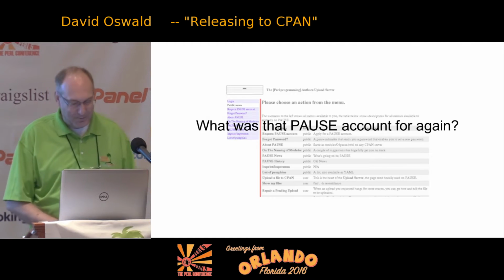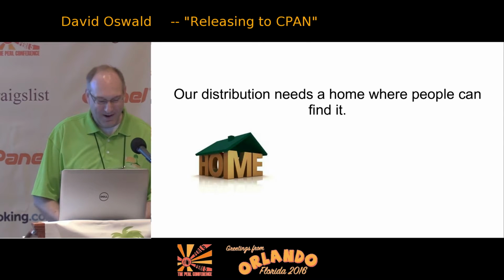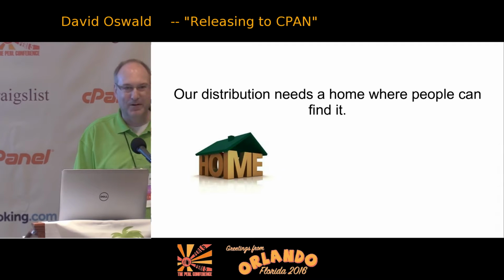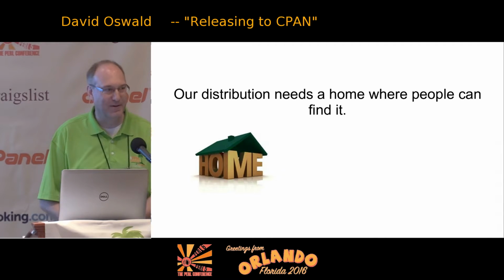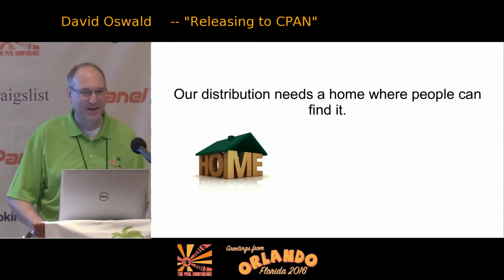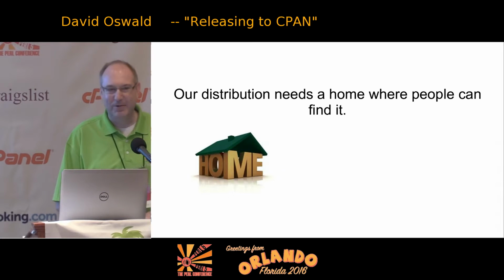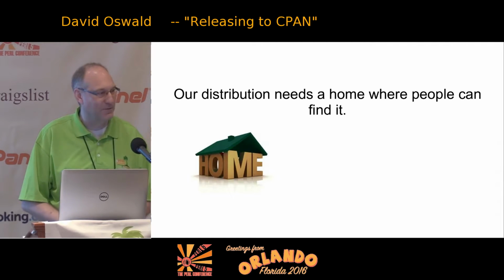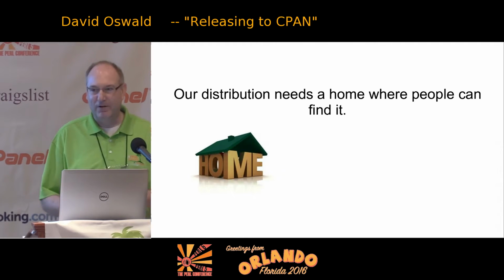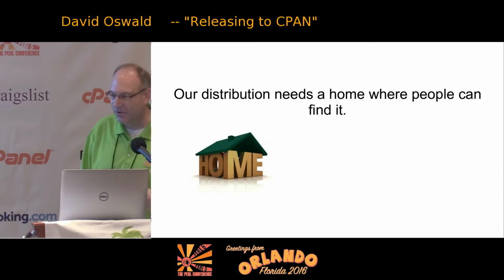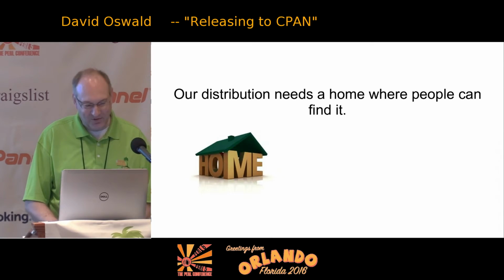So what was that pause account for again? Well, our distribution needs a home where people can find it. Everybody can put code on GitHub, but it's a little hard to find things on GitHub, right? Perl people know that they're supposed to look to CPAN when they want to find modules to download. And there's a lot of reason for that. GitHub is wonderful, but it's very hard to get a sense looking at a GitHub distribution as to what kind of testing it's gone through and that sort of thing. Whereas with CPAN distributions, you can see what sorts of testing has happened.